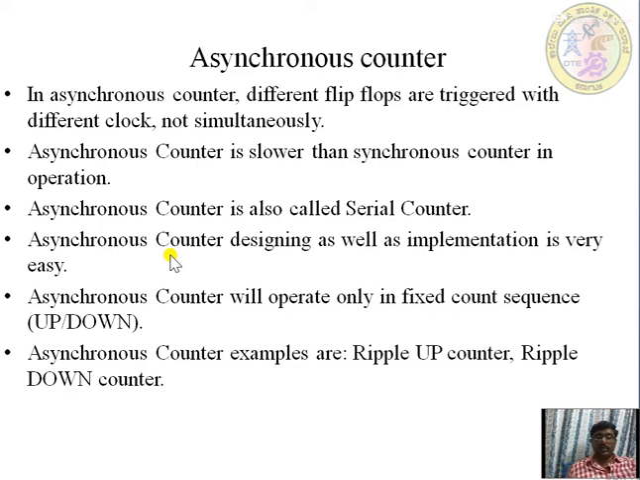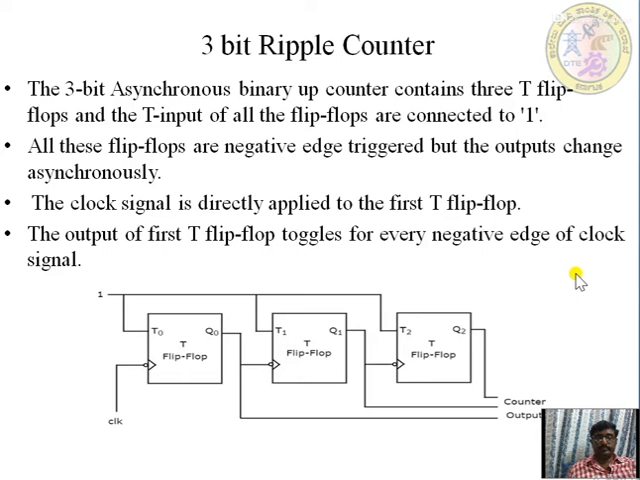An asynchronous counter will operate only in a fixed count sequence, up or down. So we can't work in both conditions, up and down. We can just design an asynchronous counter for up counting or down counting separately. Asynchronous counters are the ripple up counter and the ripple down counter.